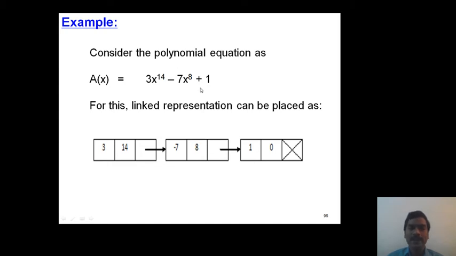For the second element, -7 is the coefficient value, 8 is the exponent value. Now we form a link from second node to third node. Here coefficient value is 1, exponent value is 0, and finally link part is filled with null pointer. Okay? So in such a way, we represent a polynomial equation in terms of linked list.